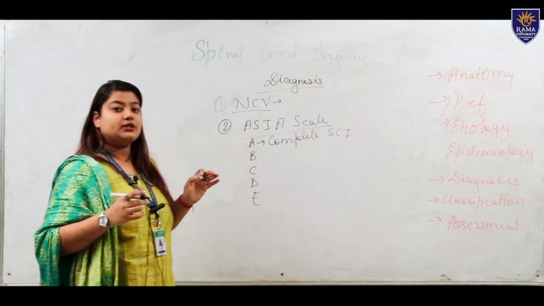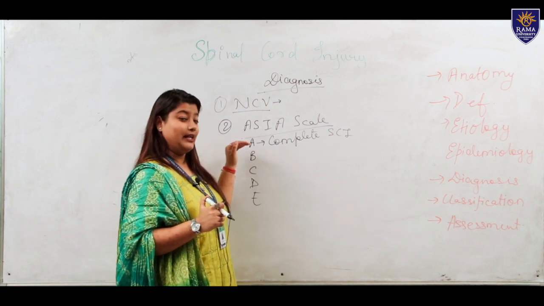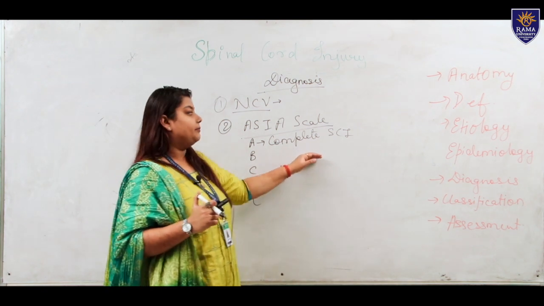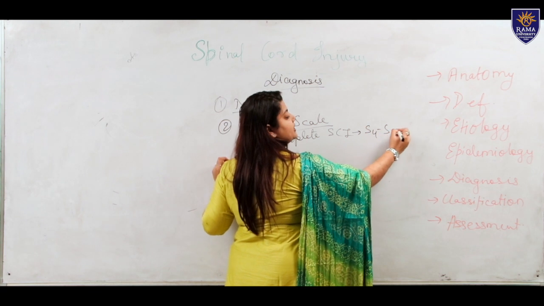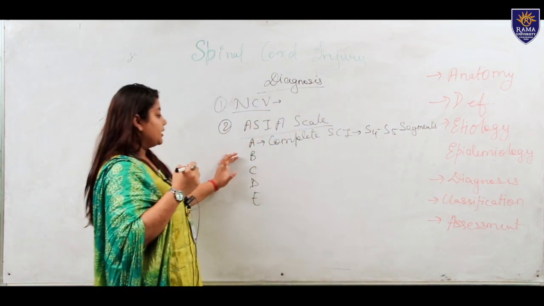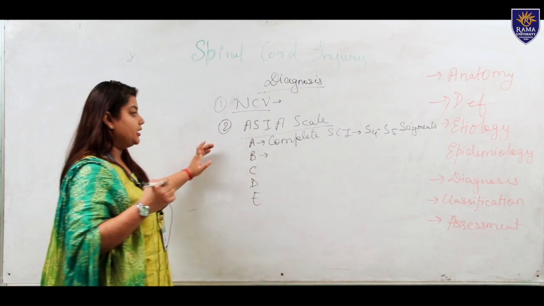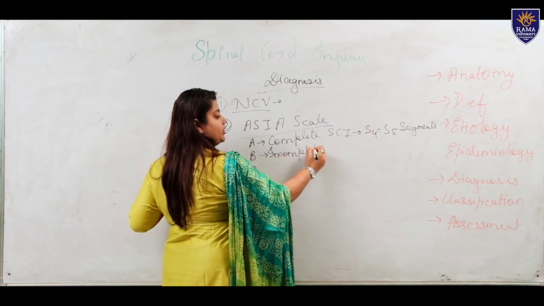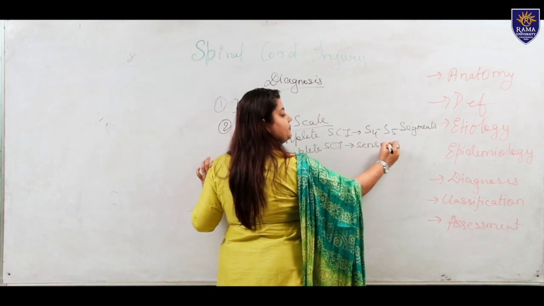If any patient after assessment belongs to ASIA scale A, it means that there is complete spinal cord injury. This complete spinal cord injury involves the S4 and S5 segments as well. Next, category B. B level of the ASIA scale represents an incomplete type of spinal cord injury where sensory function is preserved.